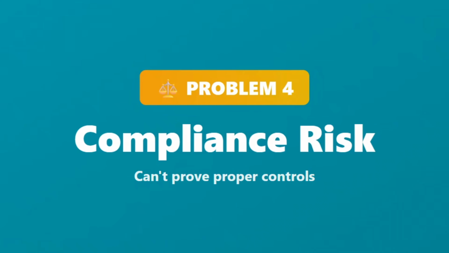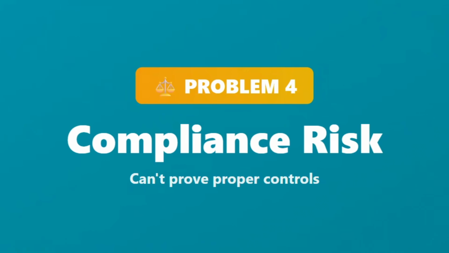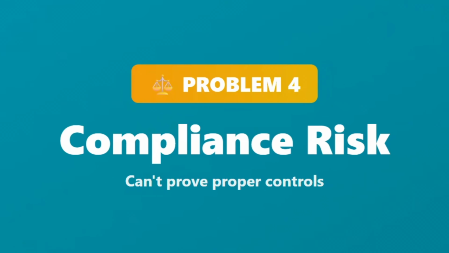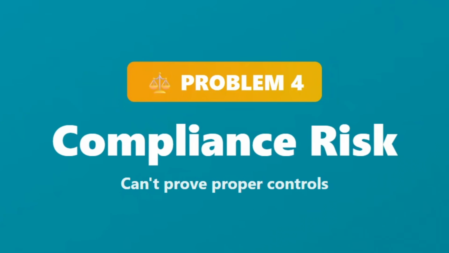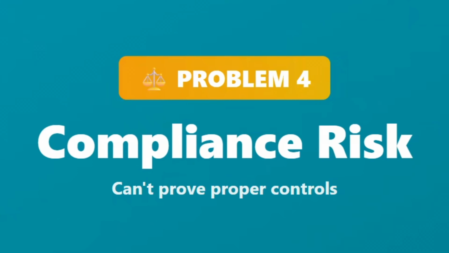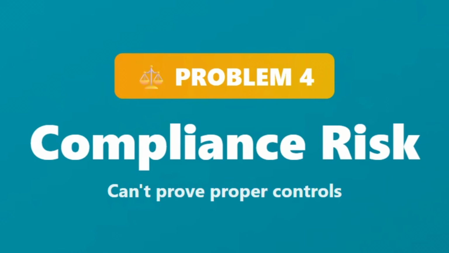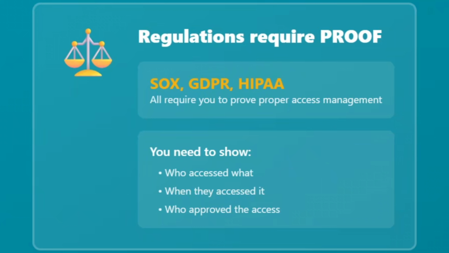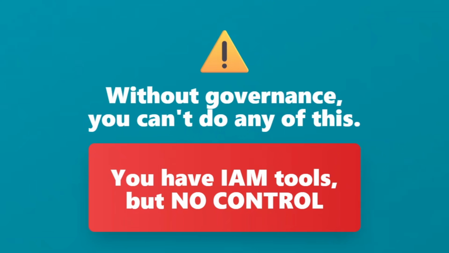So the last one is the compliance problem. Like I mentioned, regulatory controls are mandatory for most organizations, especially in this age of data and AI. Regulations like SOX, GDPR, and HIPAA all require you to prove you are managing access properly. Without identity governance, you can't do any of these things. For example, you may have IAM tools or products implemented within your organization, but if there is no IGA process, then you have no control over all these problems.